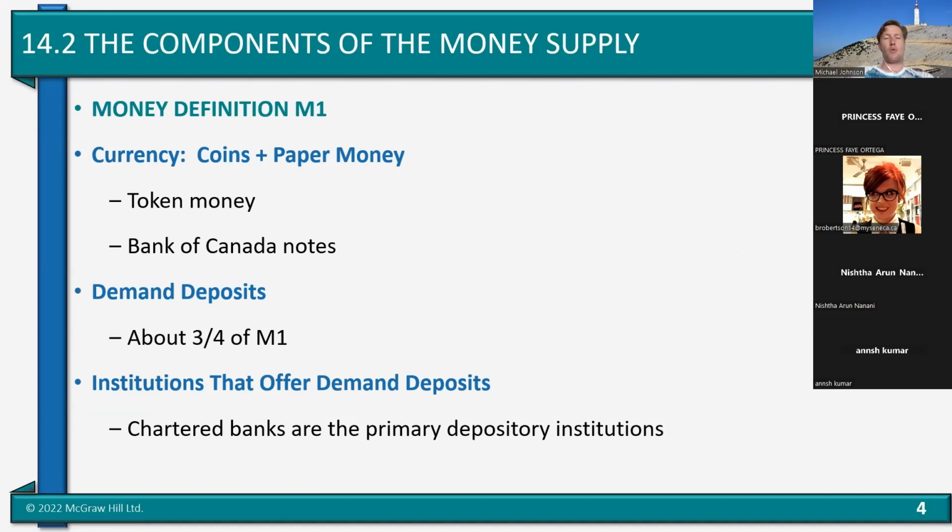So money definition M1, currency is coins plus paper money. Token money, Bank of Canada notes are under the coins paper money. Demand deposits are deposits put in the bank. And that's about 75% of M1. So whatever you put into your bank as a deposit, that's about 75% of the M1 money supply.